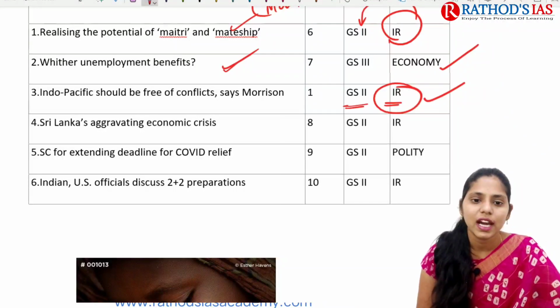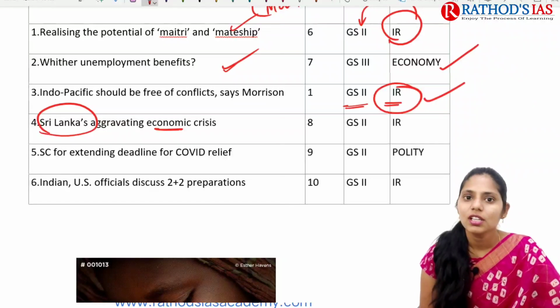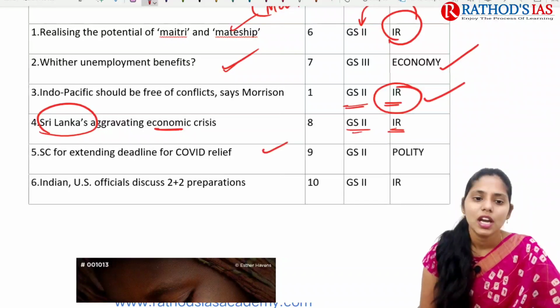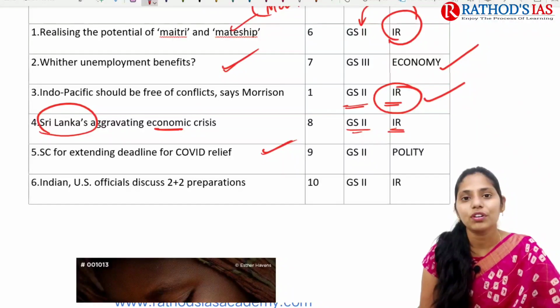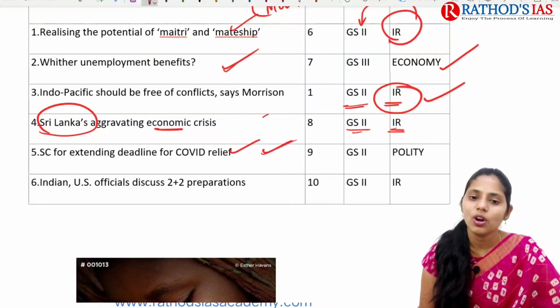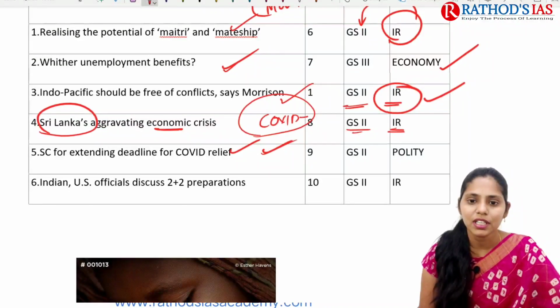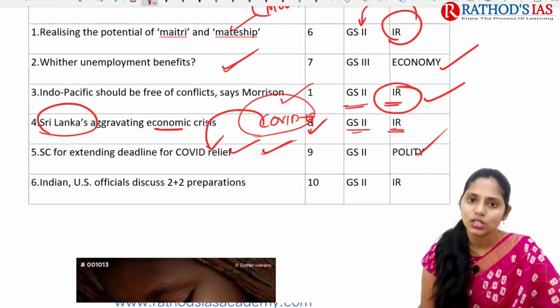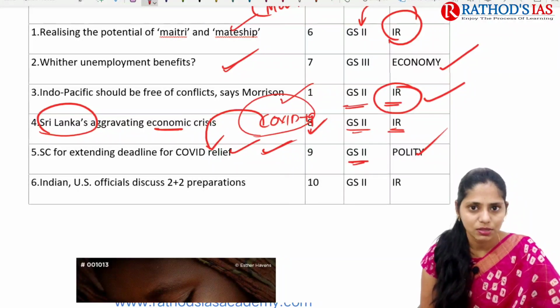And next topic is regarding economic crisis. So Sri Lanka's aggravating economic crisis. This is important from your international relations, which mainly comes under GS paper 2. And next topic is regarding the Supreme Court on extending the deadline for COVID-19 relief. As you all know, people who died in this COVID-19 pandemic, their families are going to get some relief from the government. For that, they need to go for applications, right? So that is the timeline which is mainly talked about in this article. This is important from polity, which mainly comes under GS paper 2.